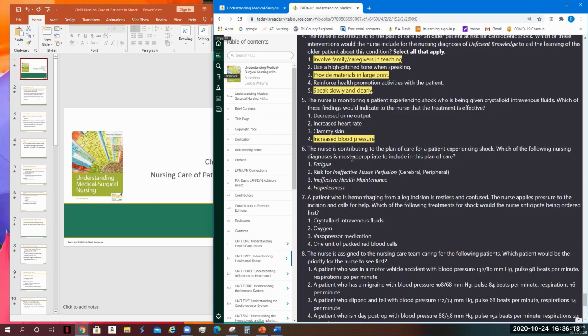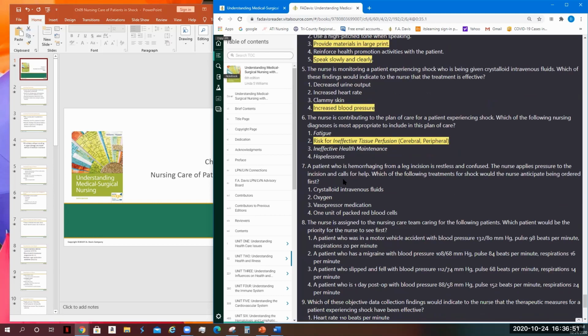The nurse is contributing to the plan of care for a patient experiencing shock. Which of the following nursing diagnoses is most appropriate to include in this plan of care? Is it 1, fatigue, 2, risk for ineffective tissue perfusion, cerebral or peripheral, 3, ineffective health maintenance, and 4, hopelessness? And the answer is 2, risk for ineffective tissue perfusion.